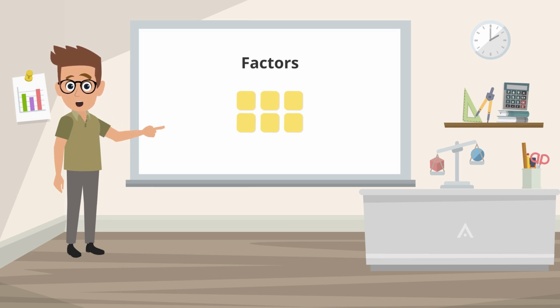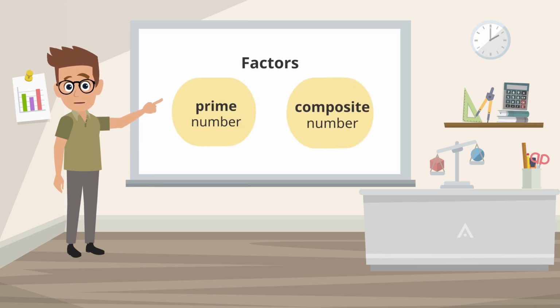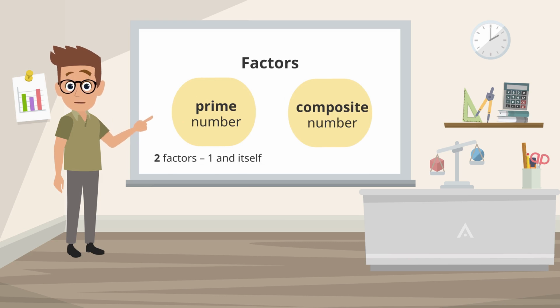After we find the factors of a number, we can determine if it is a prime or composite number. It is a prime number if it has only two factors, 1 and itself. If it has more than two factors, it is a composite number.